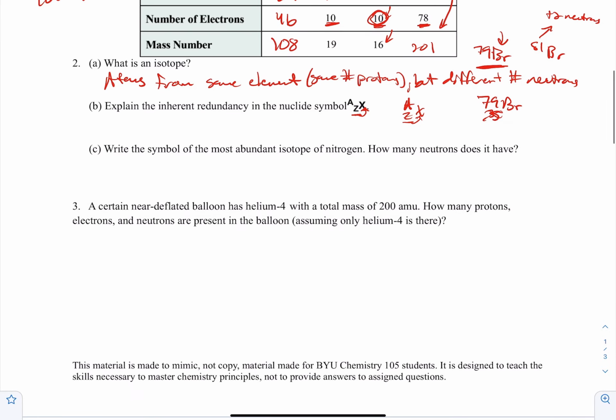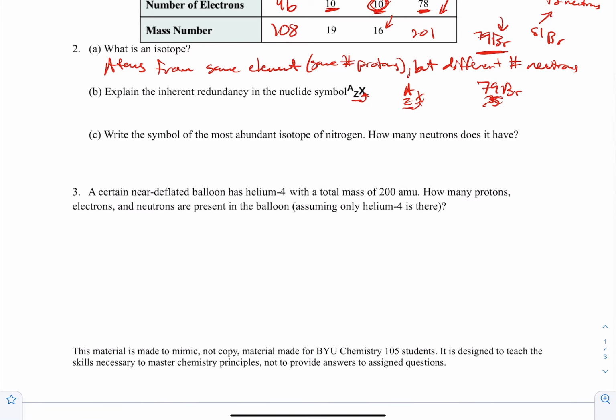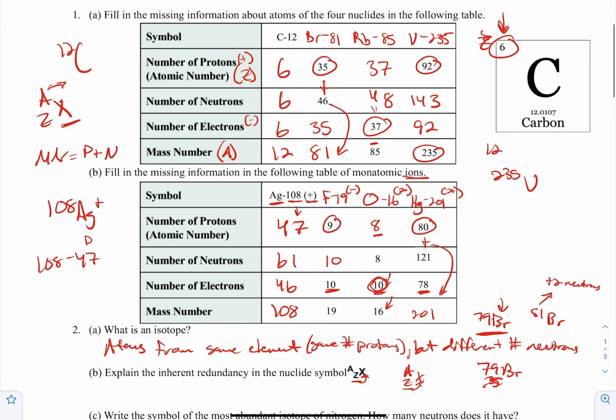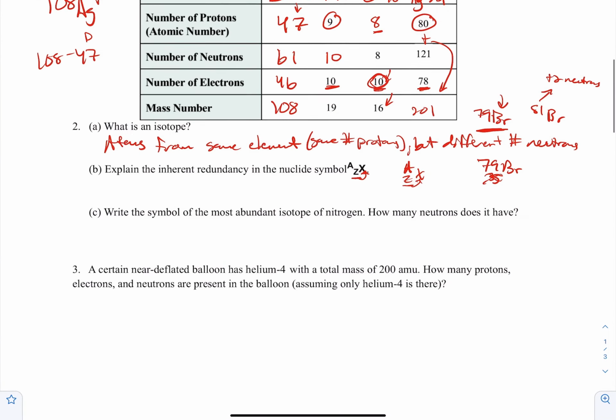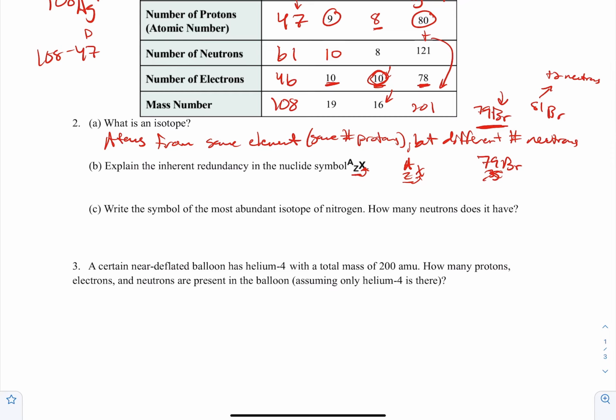Okay. Letter C. Write the symbol of the most abundant isotope of nitrogen. How many neutrons does it have? To do this, all you have to do is look on the periodic table and look at the mass number. That would be this one right there. The atomic weight is what we call it. So if I look at nitrogen, it looks like it's 14.007, and the units here are actually grams per mole. Okay. That means the most abundant isotope, 99% of the time, is going to be the one closest to this value.